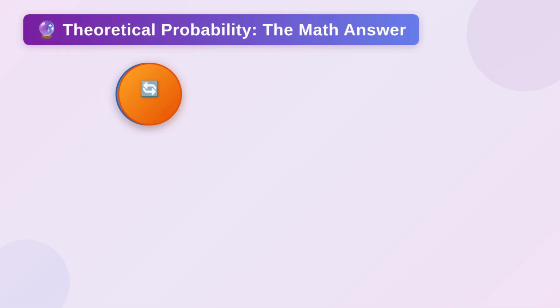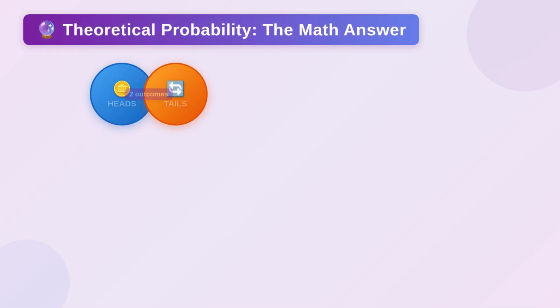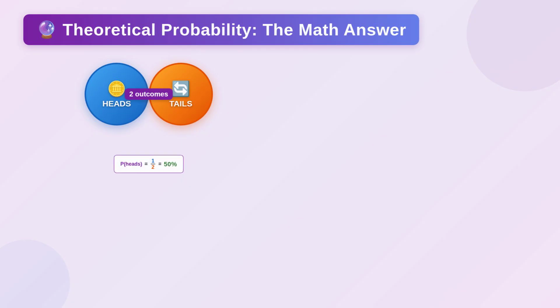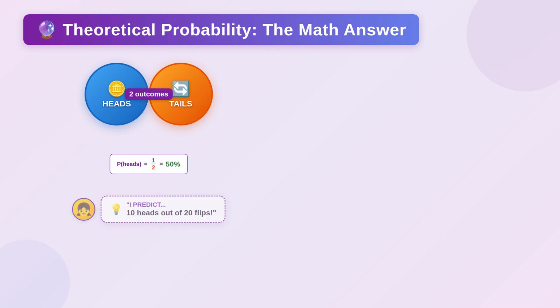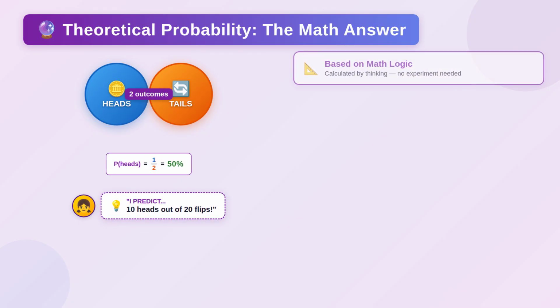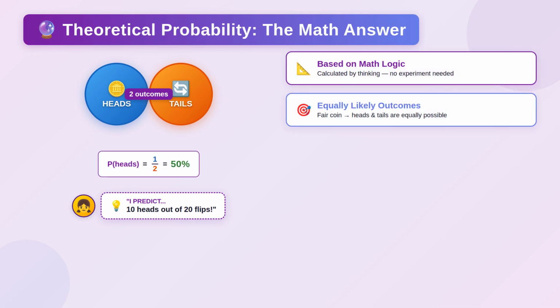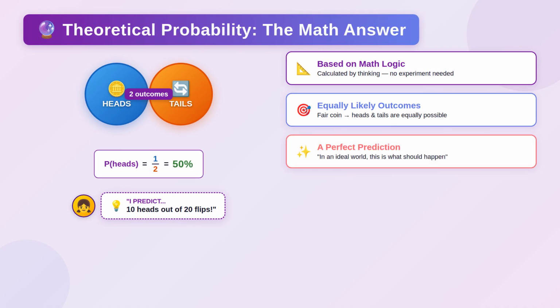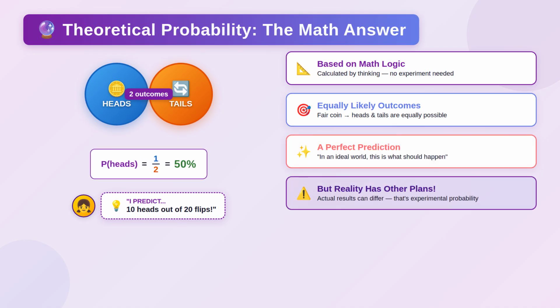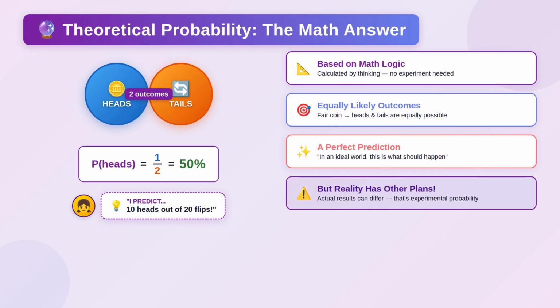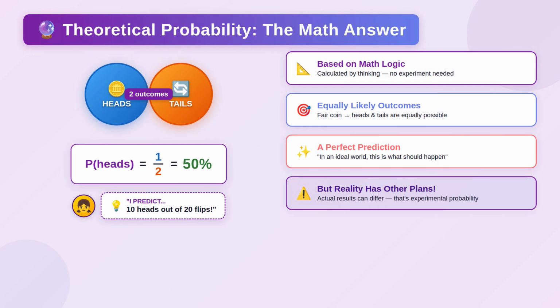Now, theoretical probability is what math predicts should happen in a perfect ideal world. When Maya flips a coin, there are 2 equally likely outcomes, heads or tails. So the theoretical probability of getting heads is 1 out of 2, which equals 50%. This is the answer you get by thinking it through with math. No experiment required. It's like a prediction.